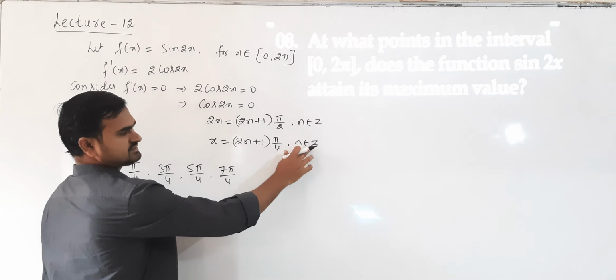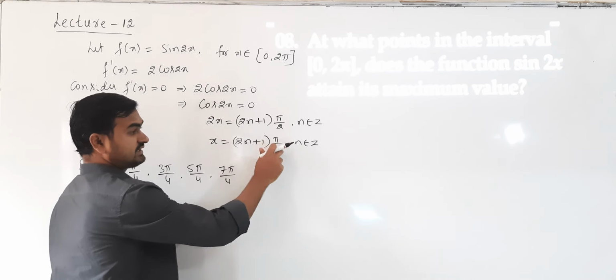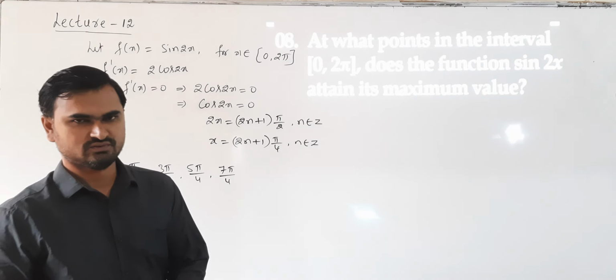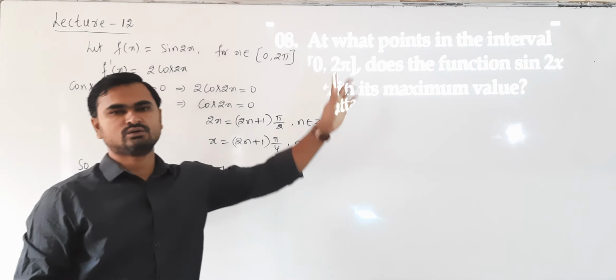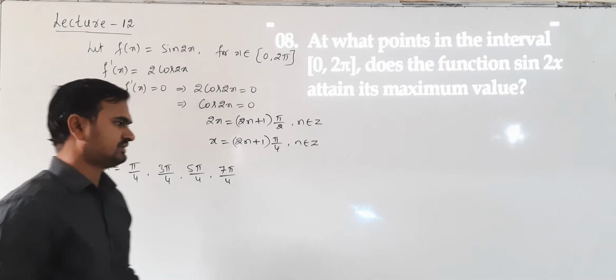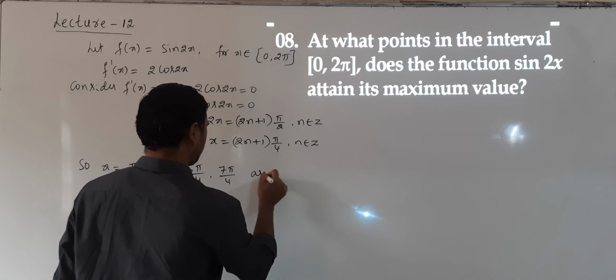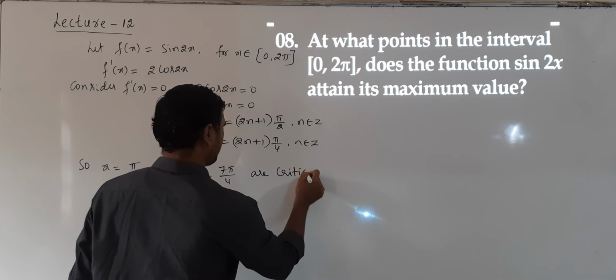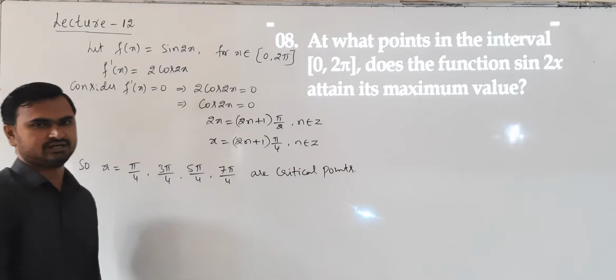Why not negative values for n? Suppose we take n as minus 1. n minus 1 means we get minus pi by 4. So are we taking x as minus pi by 4? No, we are not including minus pi by 4. So these are the critical points.